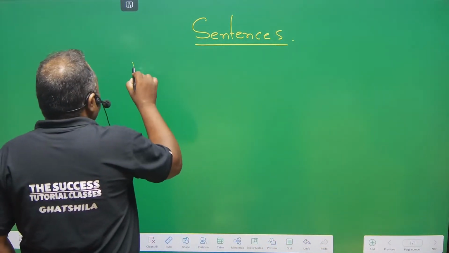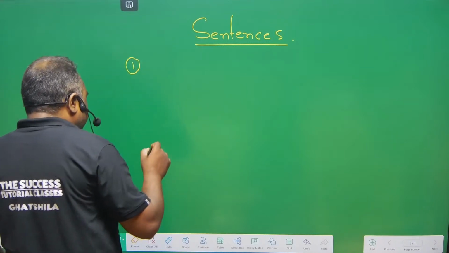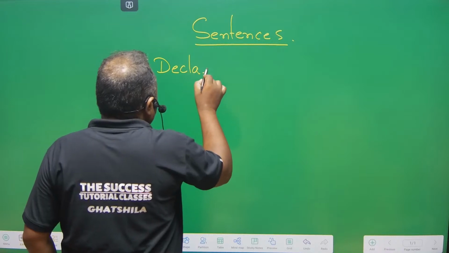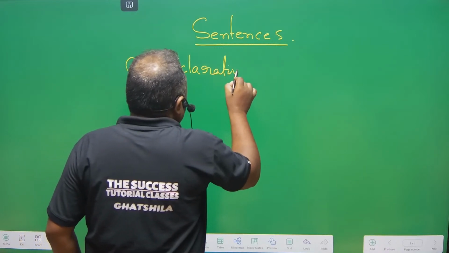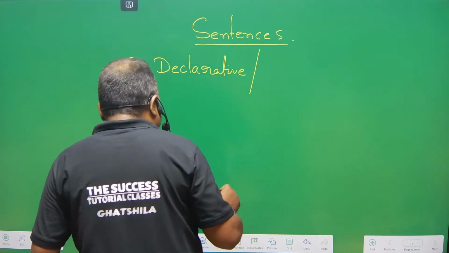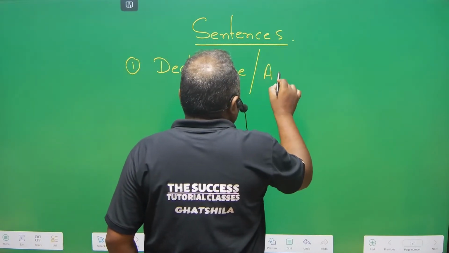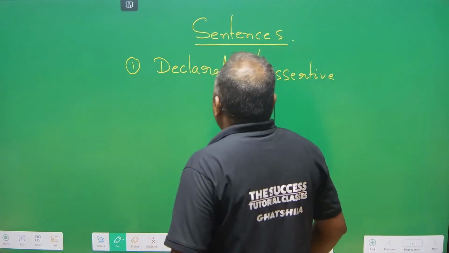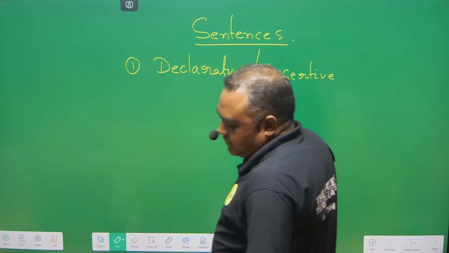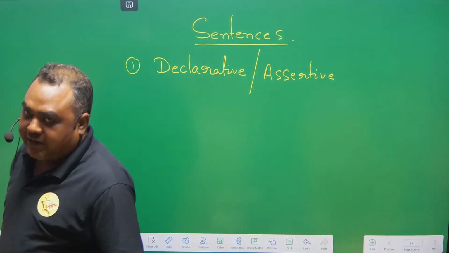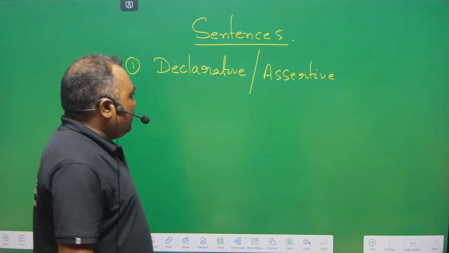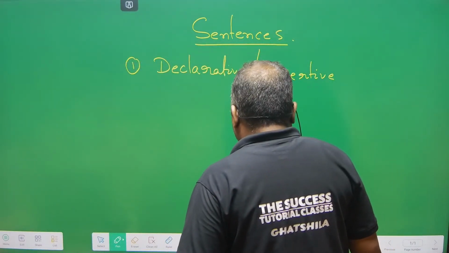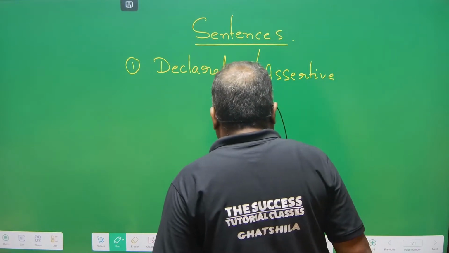One is declarative sentence. Declarative, it is also known as assertive sentence. So, what do you mean by declarative or assertive sentences? It makes a simple statement.